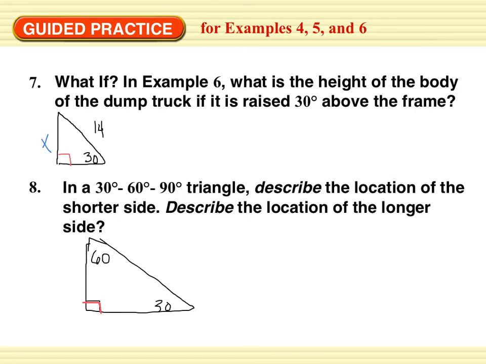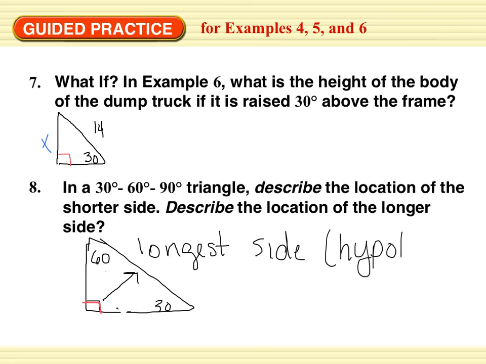I'm going to do this one. If you look across from the 60, let's start at the 90. The biggest angle you see here is 90 degrees. So across from the 90 degree is the longest side, which is the hypotenuse. Hypotenuse is always going to be the biggest side of a triangle, always.